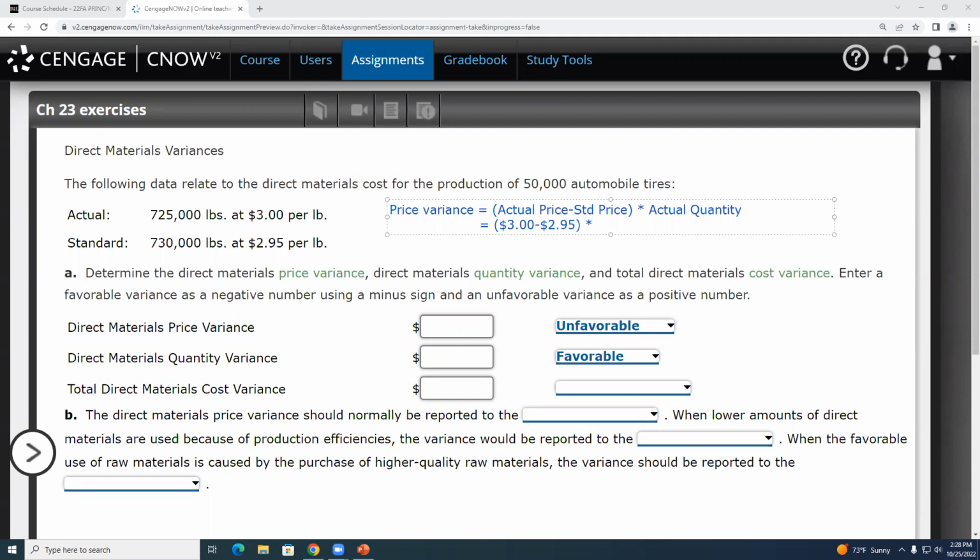It cost us 5 cents more per unit than we had planned, and we used 725,000 units. So at 5 cents extra per unit times the 725,000 units, pounds, we actually used, the total dollar amount of the variance is $36,250. And it tells us to enter a favorable variance as a negative number and an unfavorable variance as a positive number. This was an unfavorable variance, so we're entering it as a positive value.